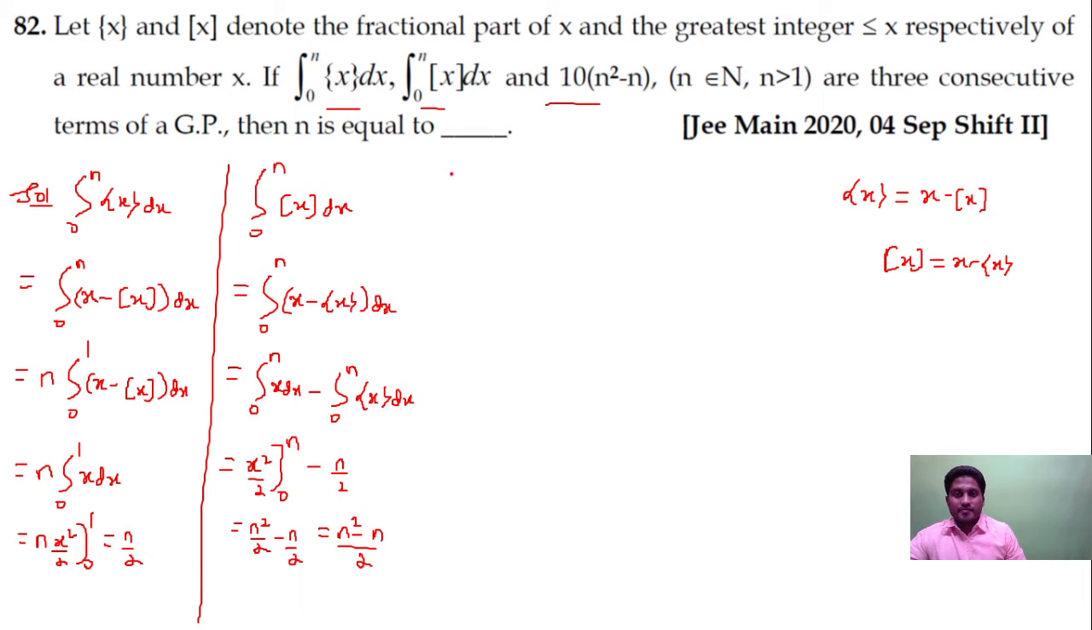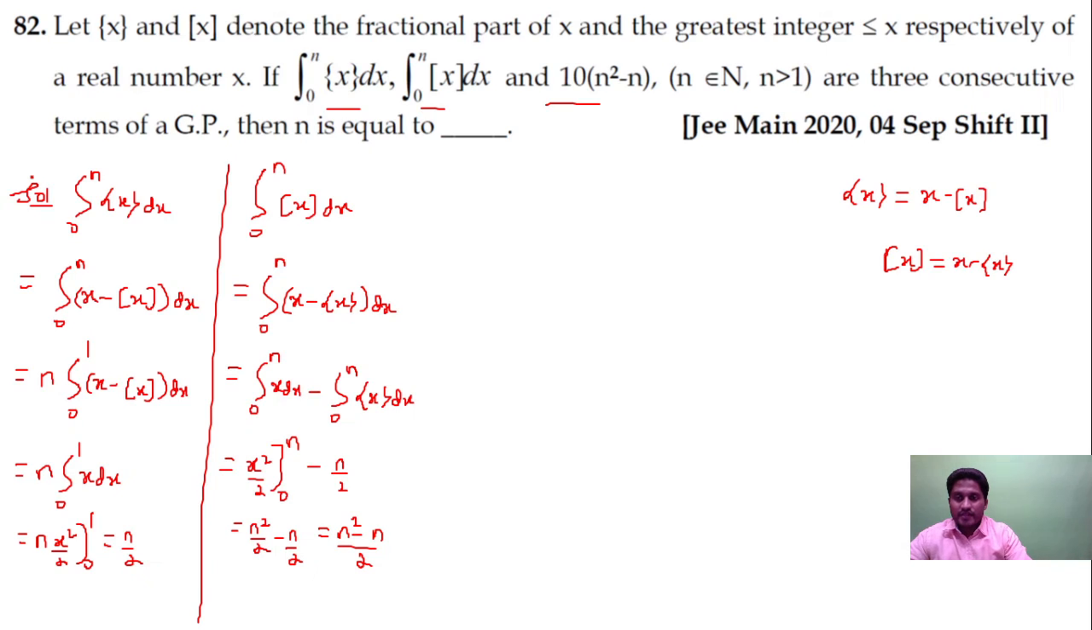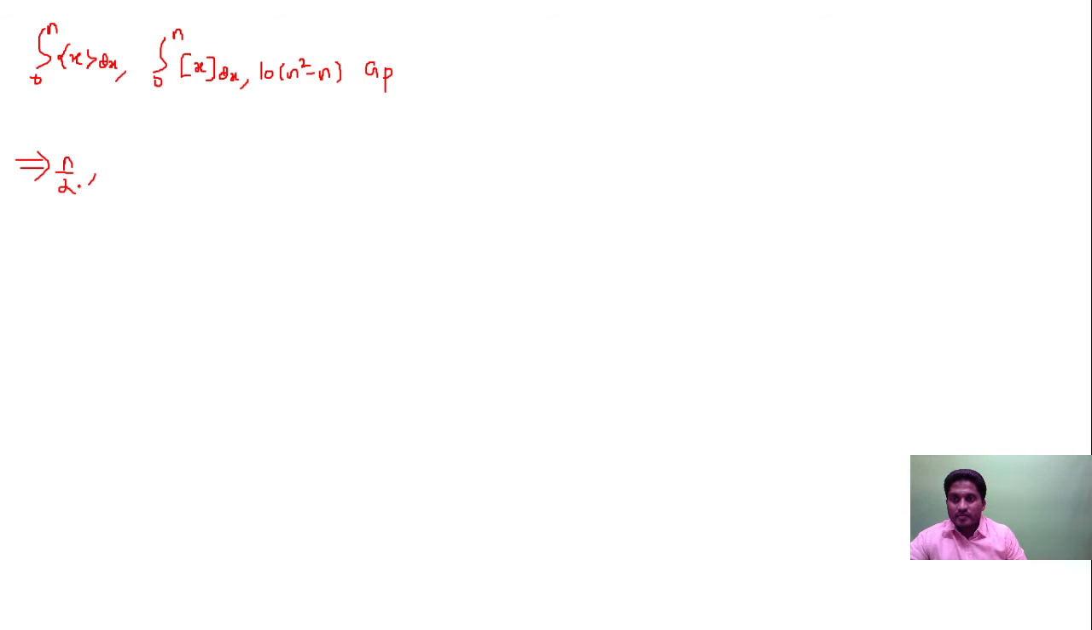Now these three terms form a GP, right? Integral 0 to n of the fractional part of x, then integral 0 to n of the integral part of x, and then 10 into n square minus n, this is in GP. So this implies that integral 0 to n of the fractional part of x is n by 2, integral 0 to n of the integral part of x is n square minus n whole divided by 2, and then 10 into n square minus n. Okay, this is in GP.